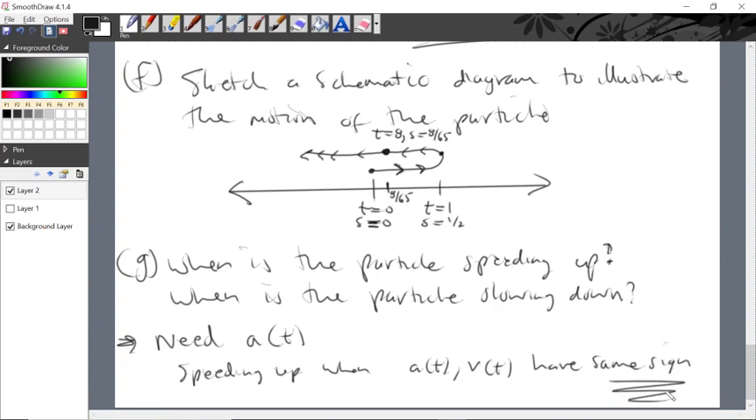So that's important. Consider that conceptually. I hope you can visualize this: a car that is accelerating forward versus a car that is accelerating backwards.